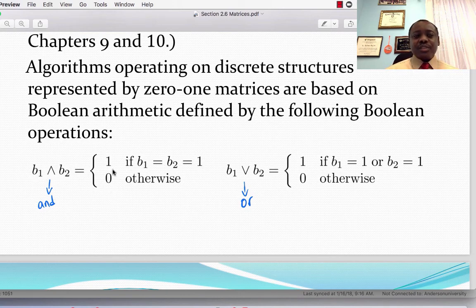So true and true is going to be true. So 1 and 1 is 1 and anything else is going to be 0.